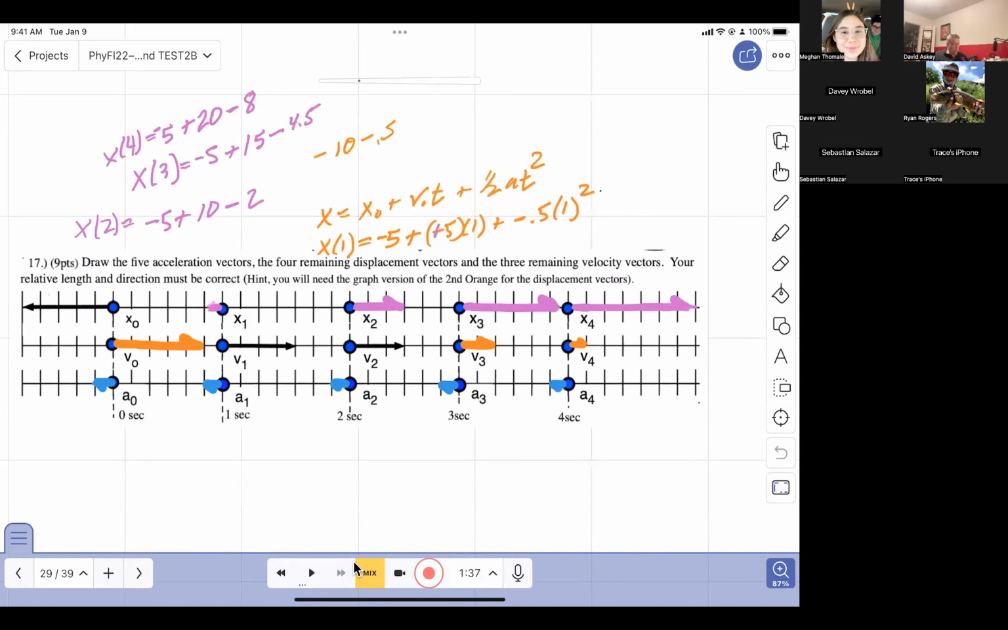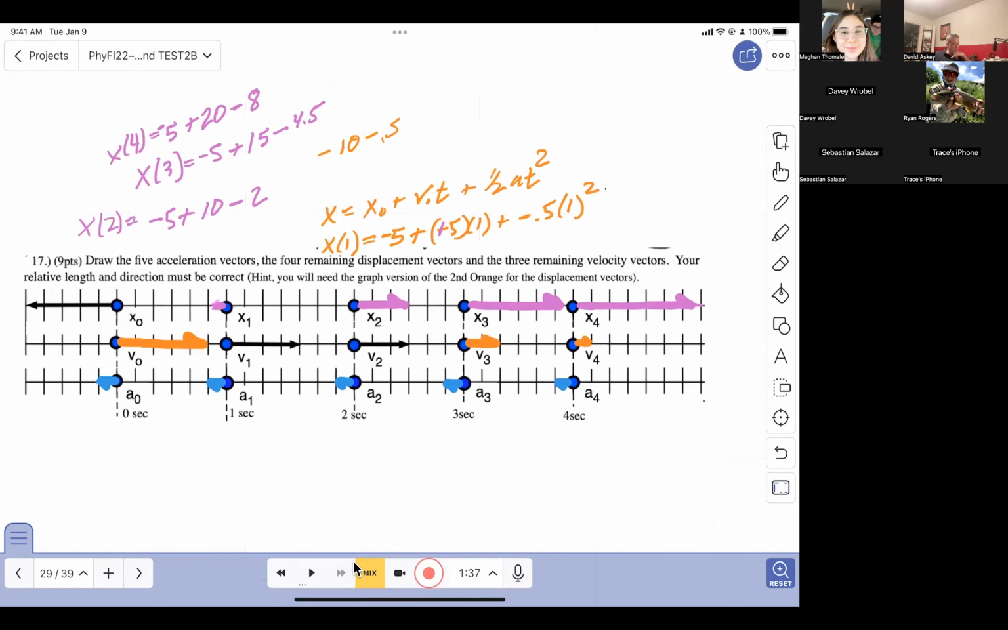Okay, there's my work on that. And yeah, it looks like I plugged and chugged to get it. But I'm looking at this and I'm thinking, is there a way to do that without having to plug and chug? Like, is there a pattern?